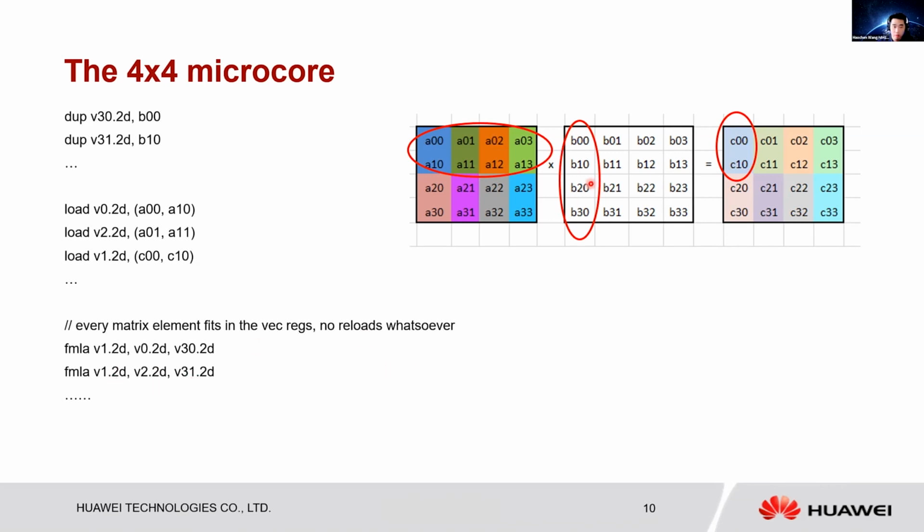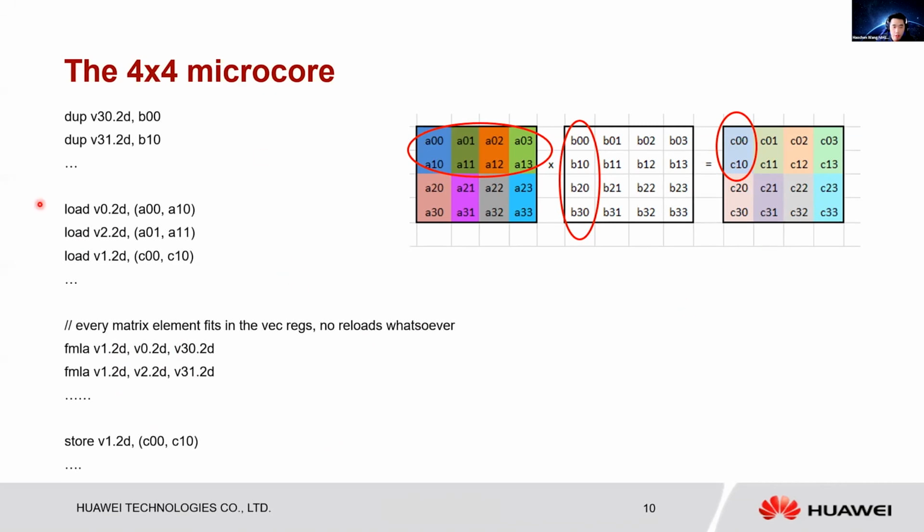And there's a bunch of them. You just have to do them all. But when you're doing them, you don't really load anything again. So these are just pure arithmetic instructions, which are faster than loads by a bunch. And after the FMLAs are done, we just store the C registers back into their respective places.